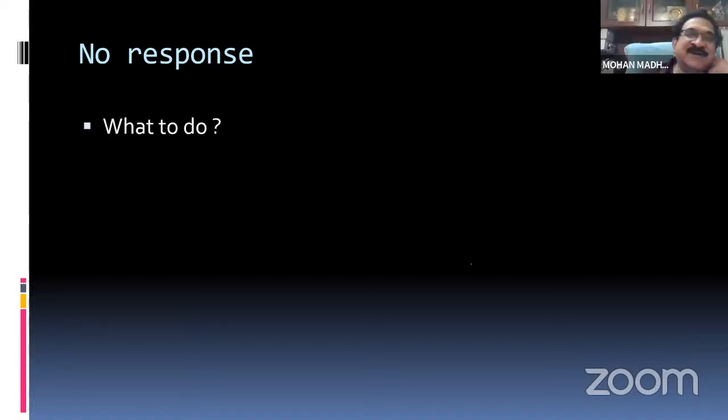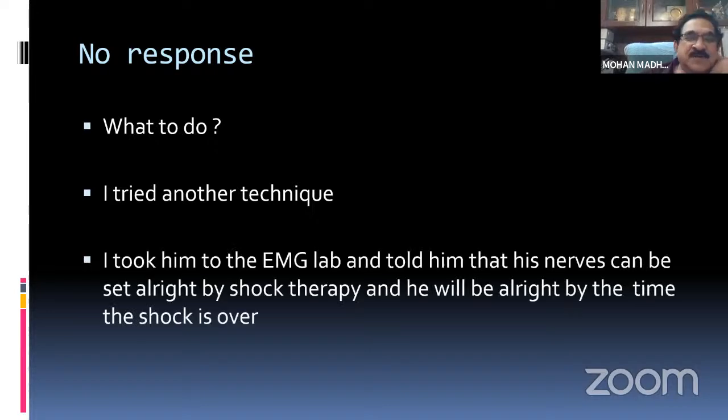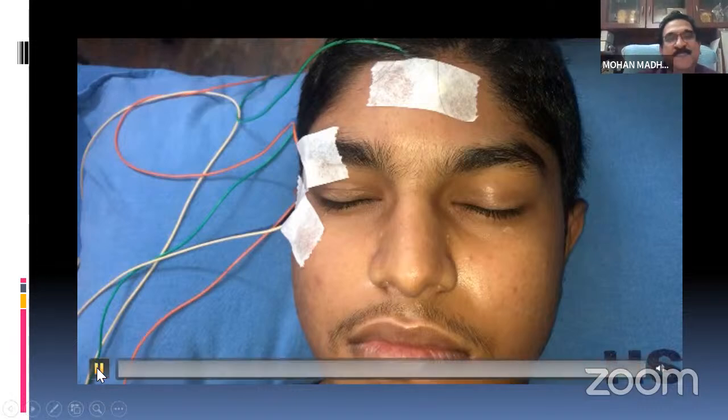Okay, very good. So what I did is something else, another technique which I used to do while I was at Kottayam Medical College. Now I am a little hesitant to do that. So I took him to the EMG lab and told him that his nerves can be set all right by shock therapy, and gave some suggestion. So I put the electrode there.